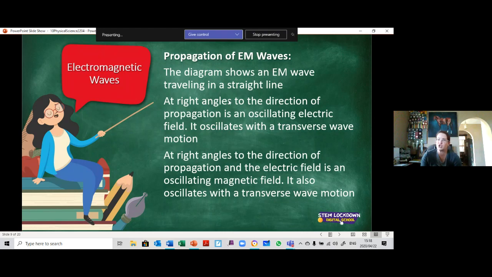So we said at right angles to the direction of propagation, I have an oscillating electric field. It oscillates with a transverse wave. At right angles to the direction of propagation and the electric field, we have a magnetic field. The magnetic field also oscillates with a transverse wave motion. So we've got three different things here. We've got the direction of propagation. 90 degrees to that, we've got an electric field. And 90 degrees to the direction of motion and the electric field, we have a magnetic field.